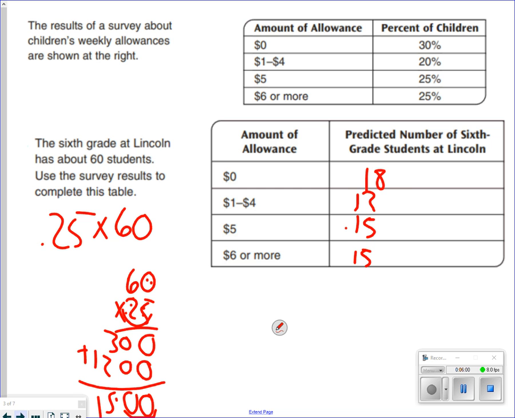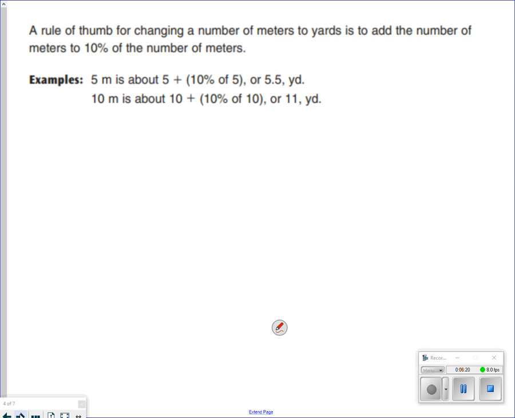Let's check our work. 18 plus 12 is 30. 15 plus 15 is 30. 30 plus 30 is 60. My total amount of students is 60. It works out perfect. You just have to know how to change a percent into a decimal, which is pretty easy because every percent is the first two numbers after a decimal.